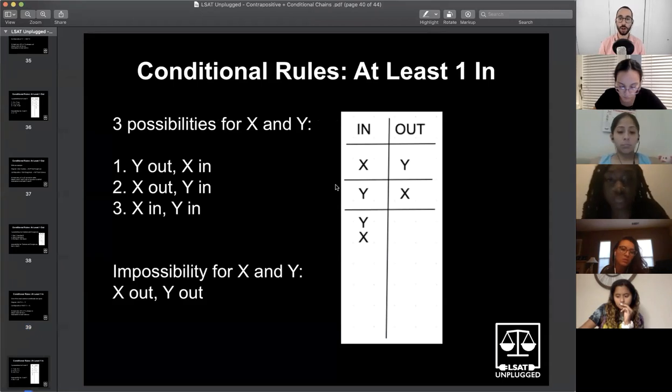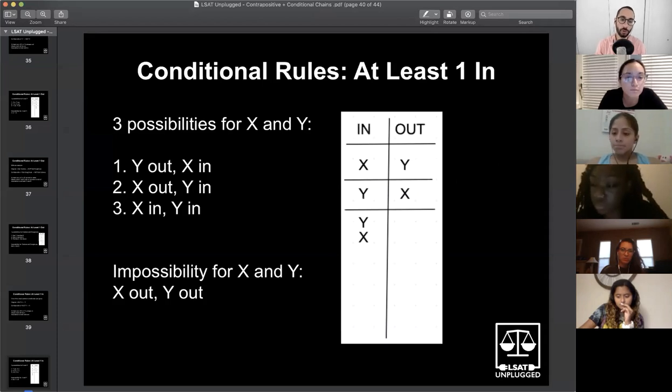So here's what those possibilities could look like diagrammed. Maybe you have y out, activating the rule that you have x in. Or maybe you have x out, activating the rule that you have y in. And maybe you have both of them in. But what's missing here is having both x and y out, because that is impossible given this conditional rule.